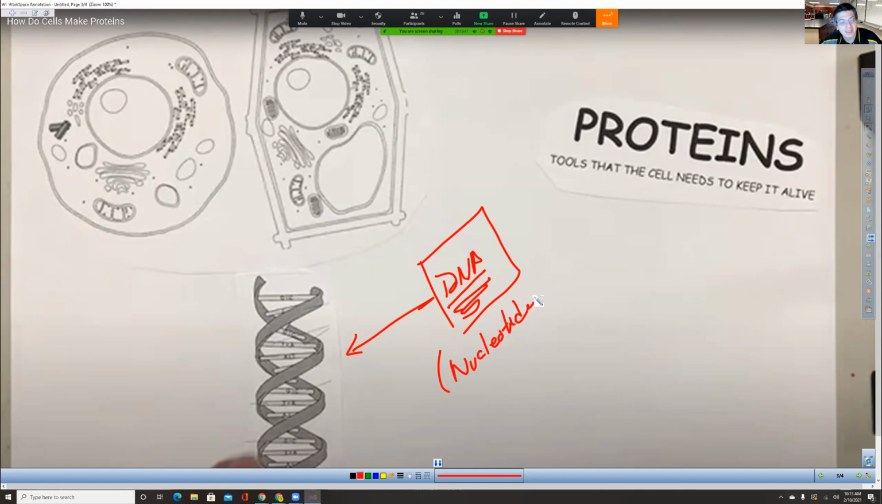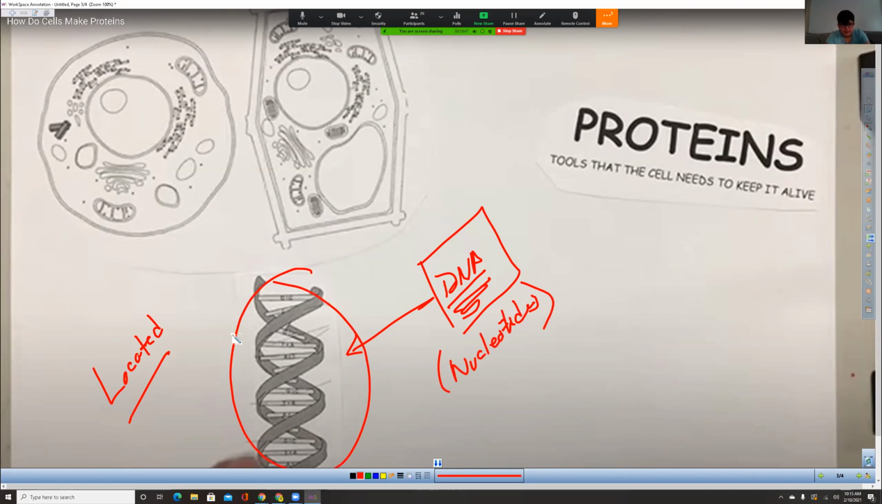Now, the big thing that we need to understand is, where is this located inside the cell? In the nucleus. Very good. So this is actually in here. We need to understand that this is so important that it has a special place in the cell where it's protected. That's how important it is.